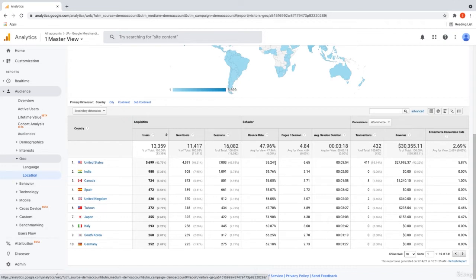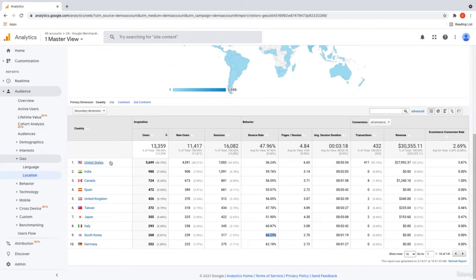In this example, we can see the United States has a bounce rate of 36%, and we can see that India has a bounce rate of 59%. However, if we go even higher, South Korea has a bounce rate of 66%. So what this tells us is that the majority of users coming from South Korea are not as impressed with our content in comparison to those coming from the US.